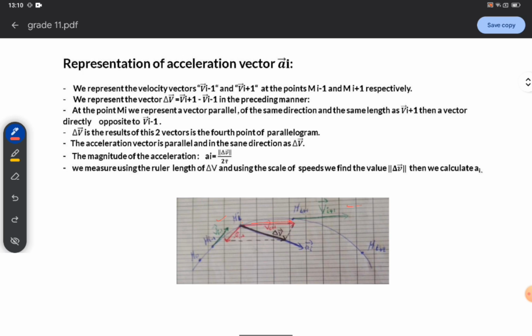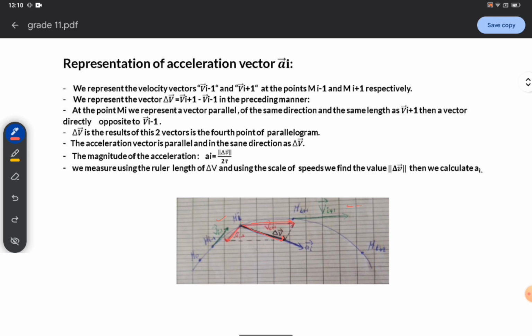This is this vector. Then a vector directly opposite to vi minus 1. And this is the vector directly opposite to vi minus 1. Delta v is the result of these two vectors, the fourth point of a parallelogram. So it's along the diagonal of the parallelogram. So this is delta v.